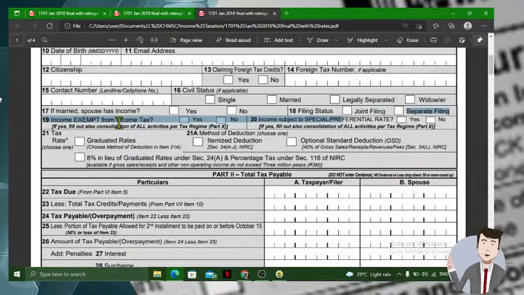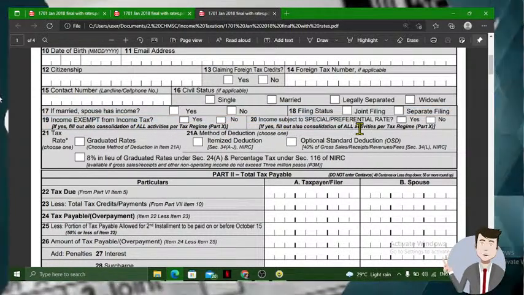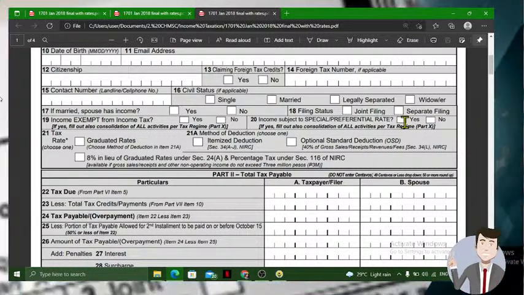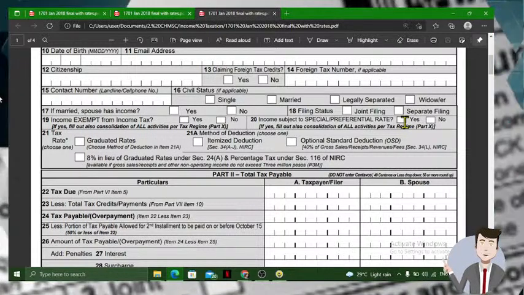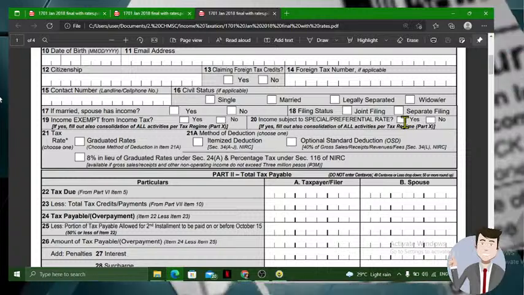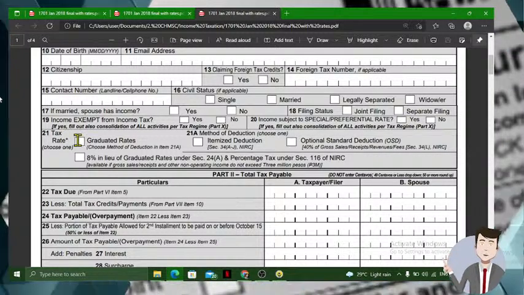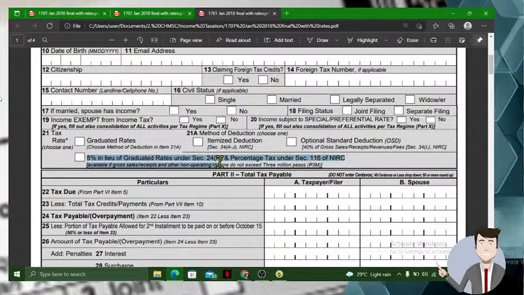So if it is exempted from taxation, okay? So if you are claiming a special or preferential rate, you have to check yes. If you are subject to a special or preferential rate, yes, and no if you are subject to normal taxation. Okay, so next, number 21, the tax rate: graduated, or in lieu of graduated income tax rate, 8%.